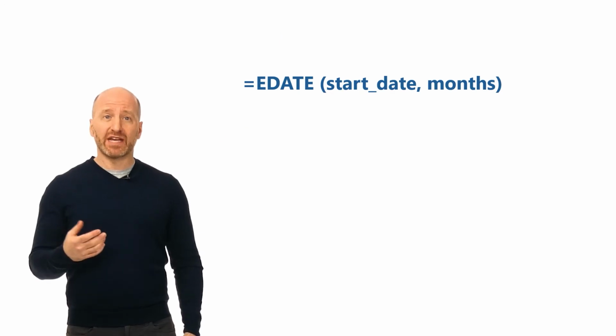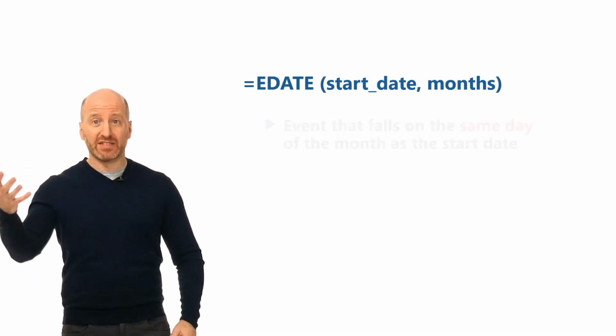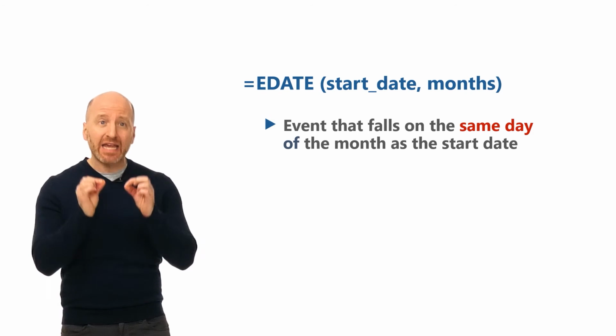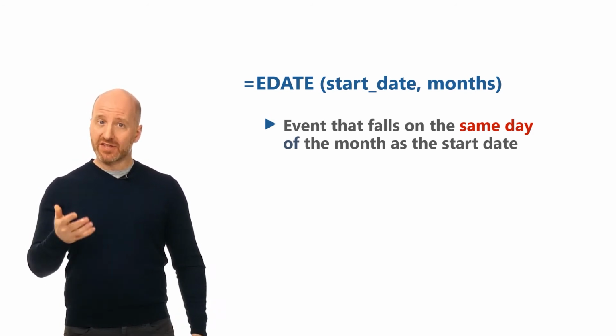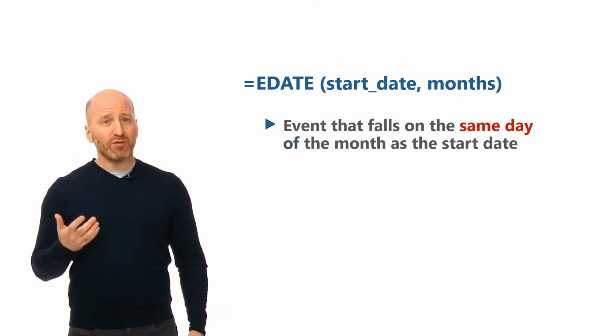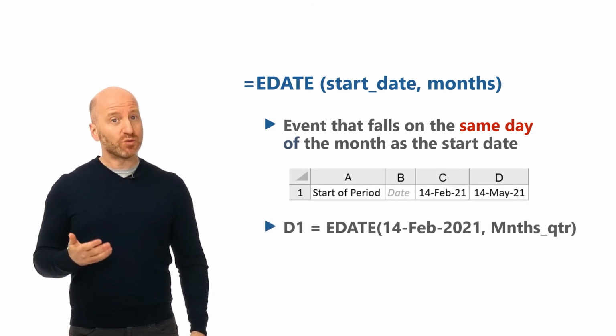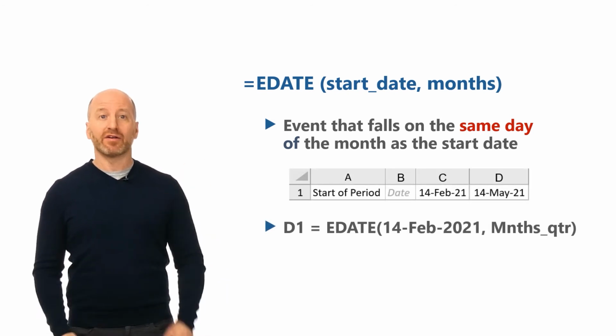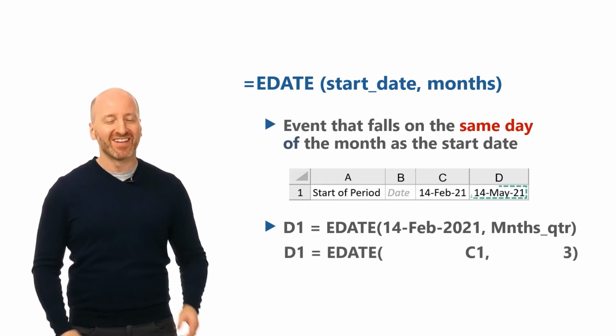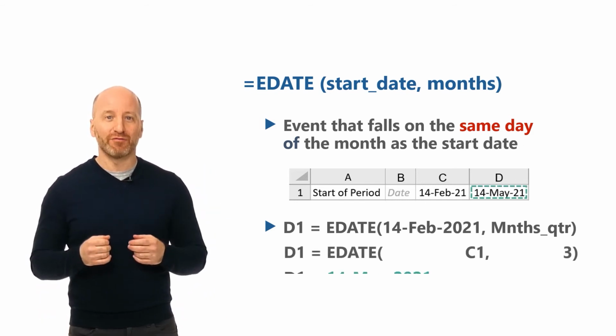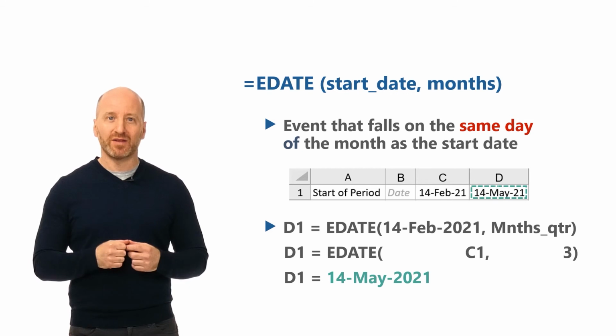The formula is broadly the same as EOMONTH. However, the number of months that we input calculates a future date, which is a certain number of months into the future that's on the same day of the month as the start date. So if, for example, what we're calling is EDATE(14 February 2021, 3), that will take us to the 14th of May 2021.